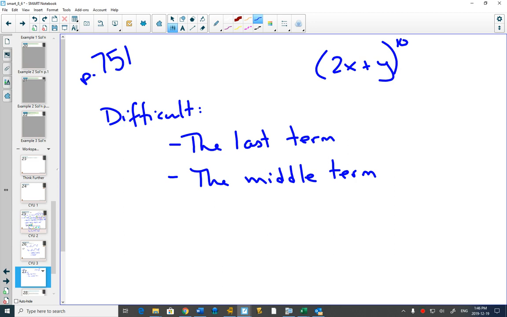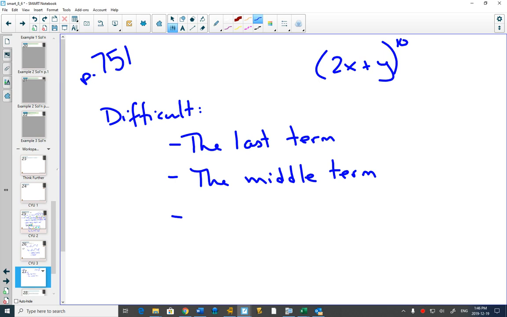So if I had (2x + y)^10, there would be 11 terms. Does it make sense that the middle one would be term 6? And sometimes there's not a middle one. Like if you only had 8 terms, there wouldn't be one in the middle because there's 4 on this side, 4 on this side. It only works that there's a middle term if you have an odd number of terms. So in (2x + y)^10, there would be 11 terms. Then your middle term would be the 6th one, 5 on either side, and that 6th one would be right in the middle.